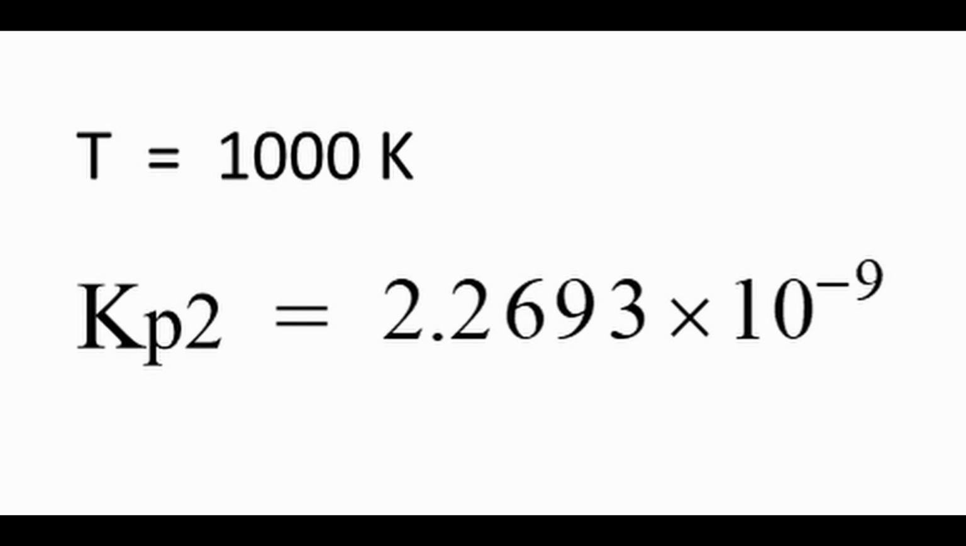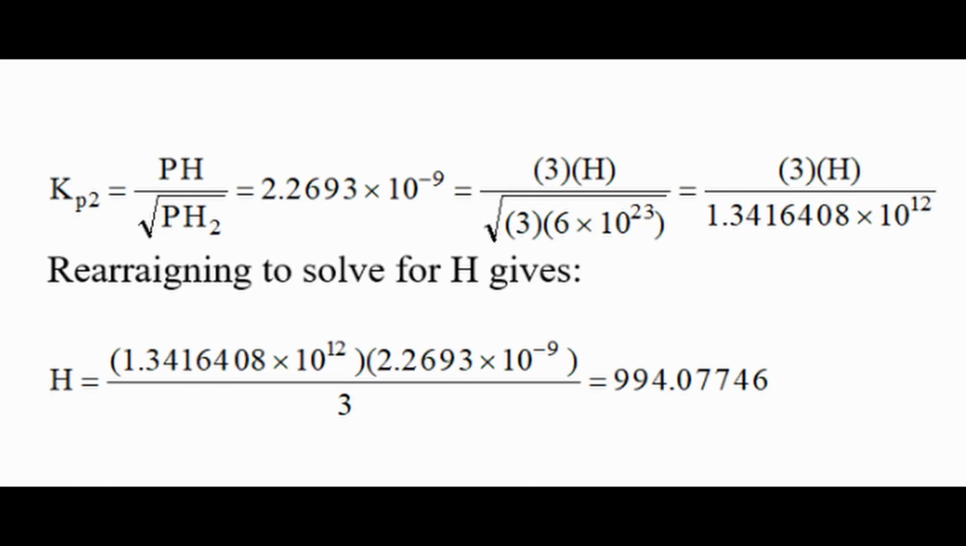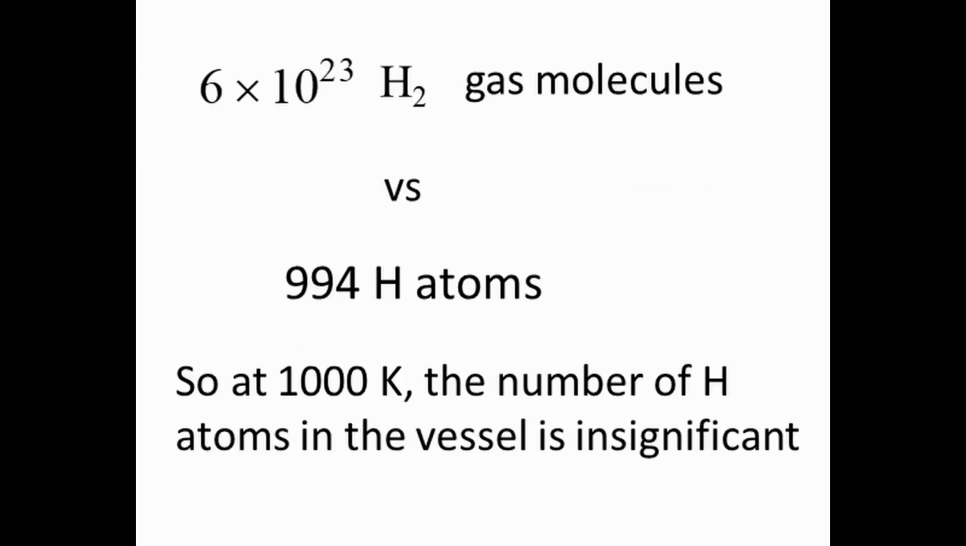At 1000 degrees Kelvin, Kp2 is 2.2693 times 10 to the negative 9. If at 1000 Kelvin, in the pressure of 3 atmospheres, a vessel is known to contain 6 times 10 to the 23 hydrogen gas molecules, how many free hydrogen atoms must it also contain? We can do the math by plugging in the correct values for the Kp2 ratio. Rearranging to solve for H gives us 994 H atoms. We see that at 1000 degrees Kelvin, the number of free hydrogen atoms to hydrogen gas molecules is almost insignificant.